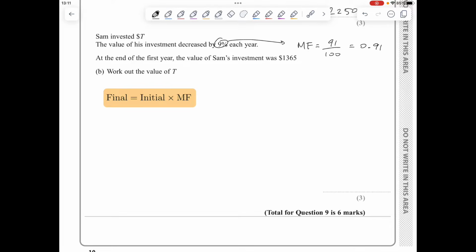So final amount this time is 1,365. Equals the initial, which is t, times 0.91. Therefore, t is equal to 1,365 divided by 0.91. Put this on the calculator, it's going to give you 1,500.